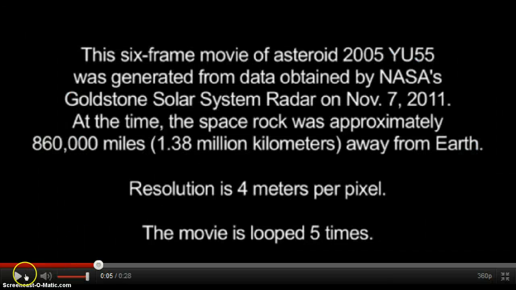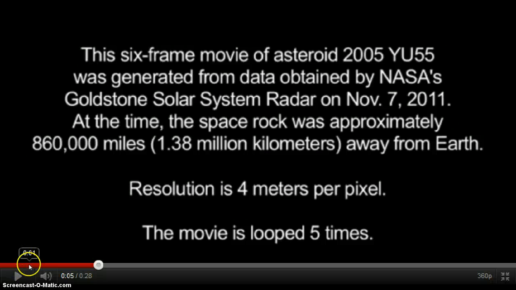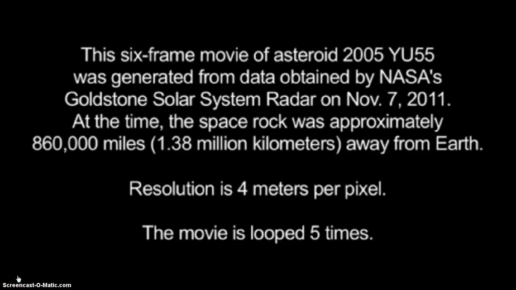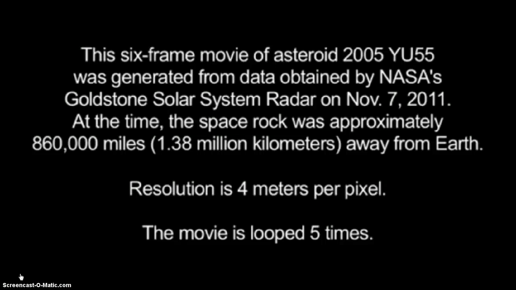So it's a six-frame overlap, folks. So here we go. Six-frame overlap, Goldstone Solar System radar on November 7th, 2011, 860,000 miles out, took this shot, okay? Now, keep in mind that it is going to be somewhere under 200,000 miles or a little bit over 200,000 miles away when it goes by Earth, and it's going to be somewhere around 160,000 miles or something like that when it goes by the moon, or if it hits.